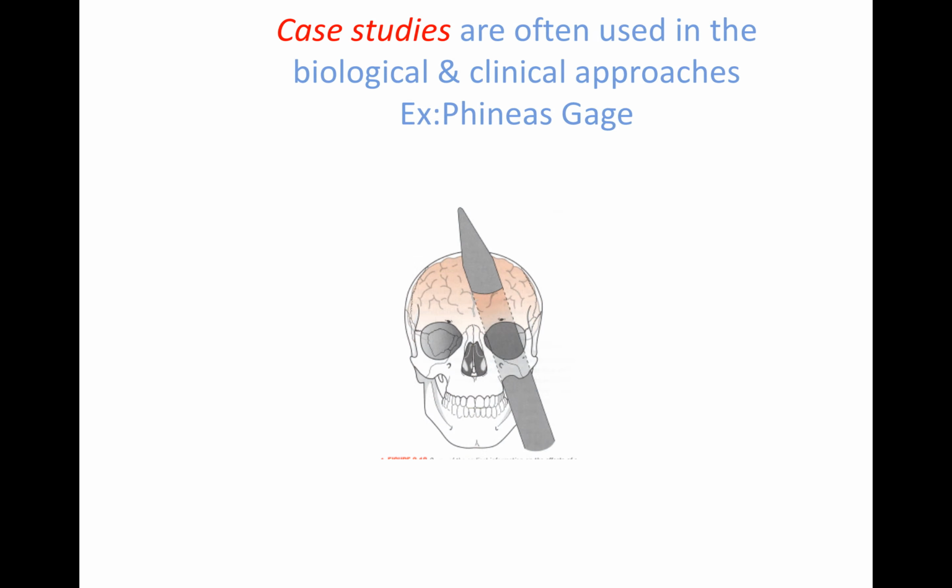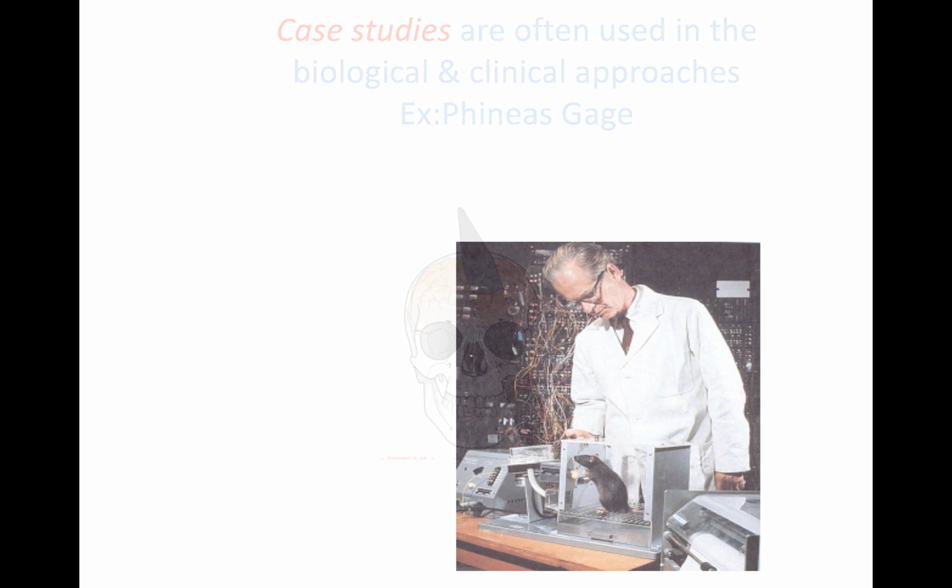Case studies are often used, and as you'll see in your methodology module, all that they are really are intense studies of one person, or for instance, in my field, industrial organizational, a case study might be of one organization. They're often used in biological and clinical approaches. An example of this is Phineas Gage, and we'll talk about him in the biology chapter, one of our earliest case studies about how brain injury can change personality.